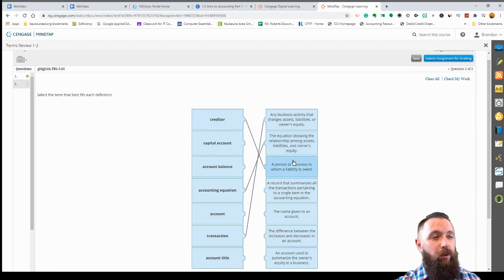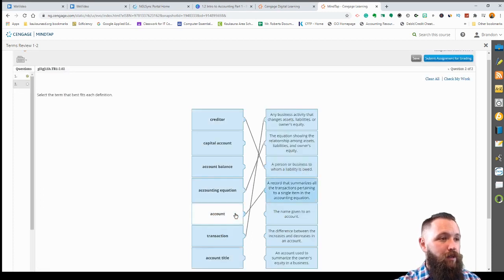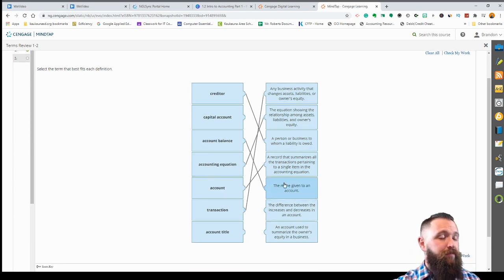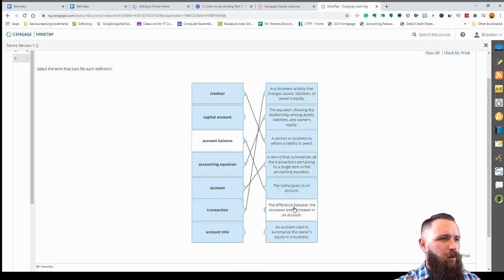Okay, so we covered that real quick, but once again, vocab words you want to make sure that you're looking at in the book. And then a record that summarizes all the transactions pertaining to a single item in the accounting equation. That's going to be any specific account. And then the name given to that account is account balance. The difference between the increases and decreases in an account, well, that should be our account balance.